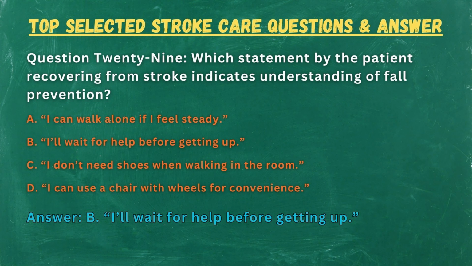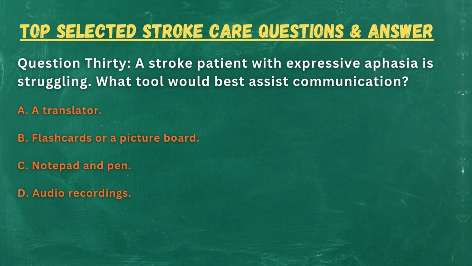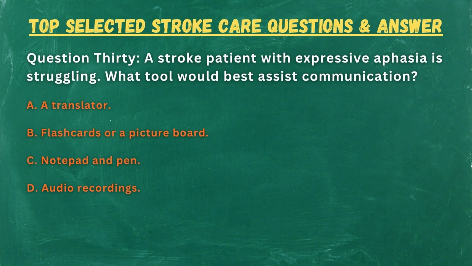Answer: B. I'll wait for help before getting up. Question 30. A stroke patient with expressive aphasia is struggling. What tool would best assist communication? A. A translator. B. Flashcards or a picture board. C. Notepad and pen. D. Audio recordings.